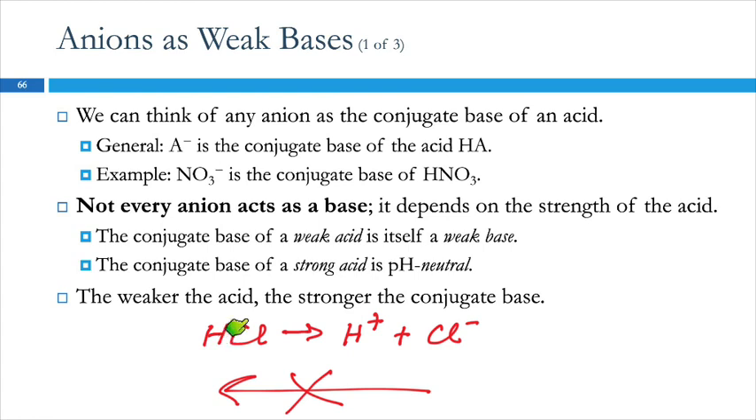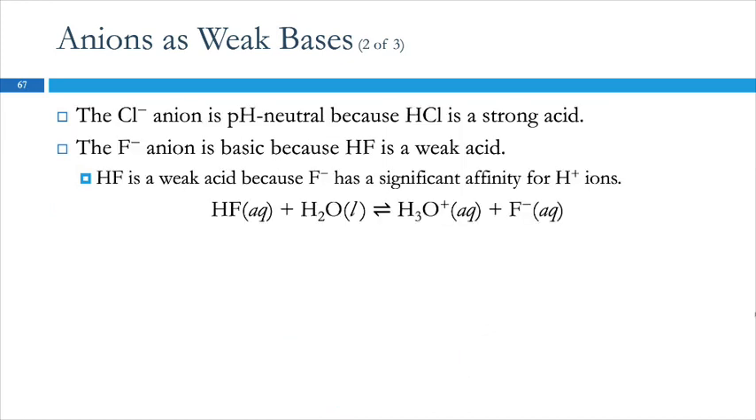The weaker the acid, the stronger the conjugate base. It's kind of a push me, pull you kind of thing. If one is weaker, the other is stronger. If this one's stronger, the other one's weaker. And so what happens when you get a strong acid, the strong acid is so strong that the conjugate base doesn't act as a base at all. That's sort of the extreme. So chloride, pH neutral because HCl is a strong acid.